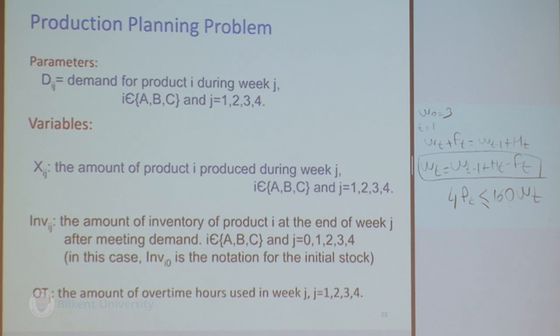So I'm ready to formulate, yeah? Let's recap. 3 different types of products for 4 weeks. So my Xij represents the amount I'm producing in week J from product type I, all right? Inventory variable also goes with I and J because how much of which type of product I'm having in my inventory is important. So X and inventory variables with paired indices, and I have an overtime variable.